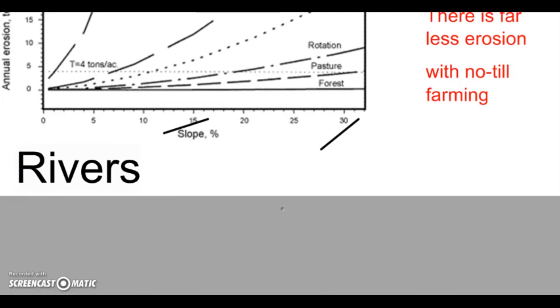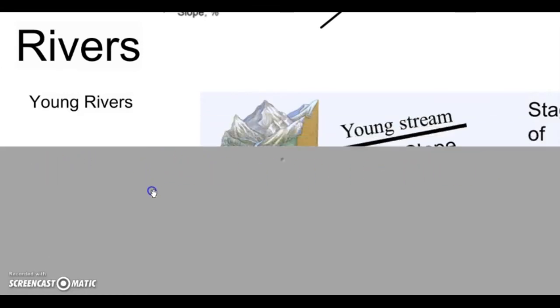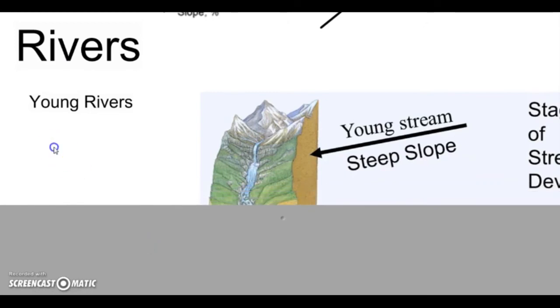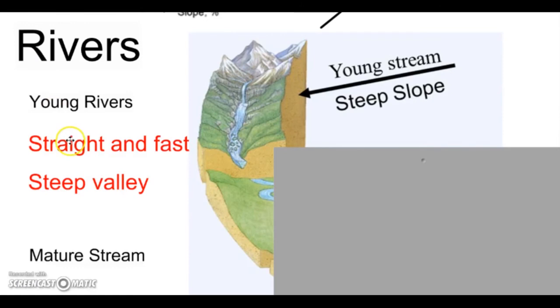Okay, on to how rivers form. Now, rivers, we're going to see a lot of this in class and with the sandbox. Young rivers are very different than older rivers. So a young stream is going to be very straight on a steep slope. So a young river, like I said, is very straight, fast, and has a steep valley around it. You'll see that they erode a lot.